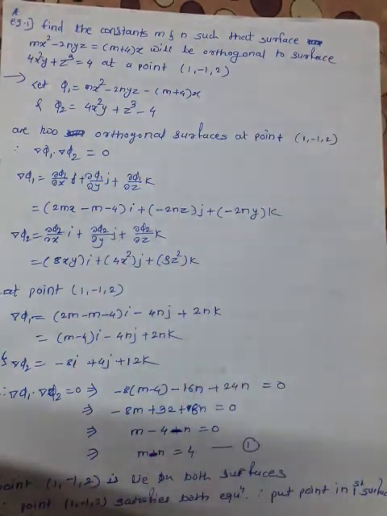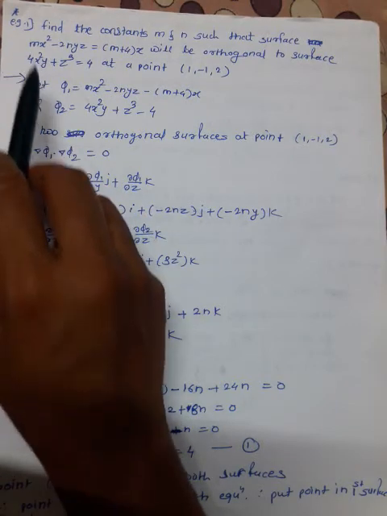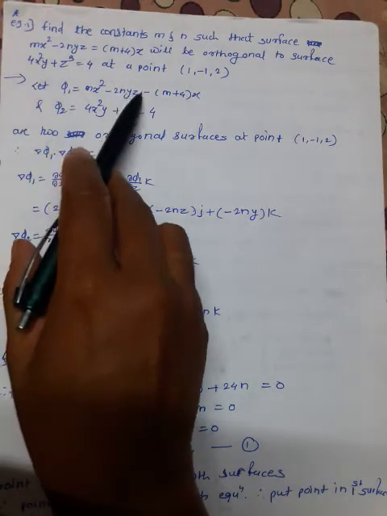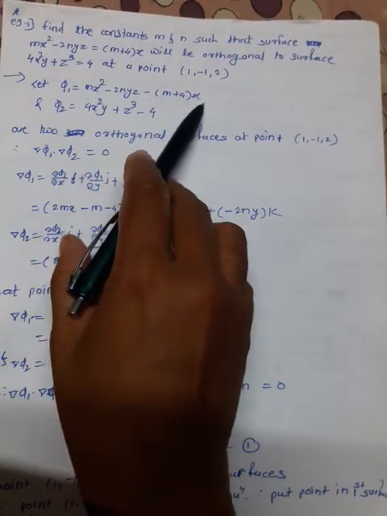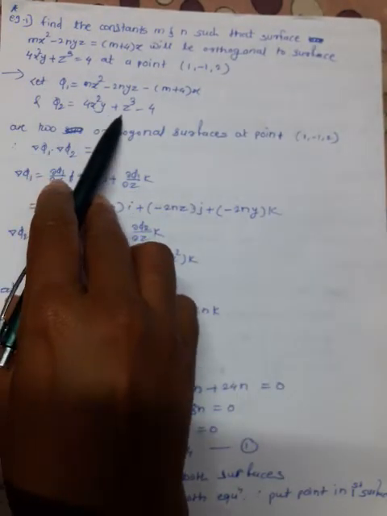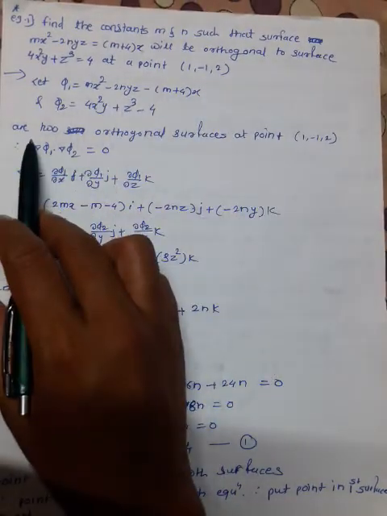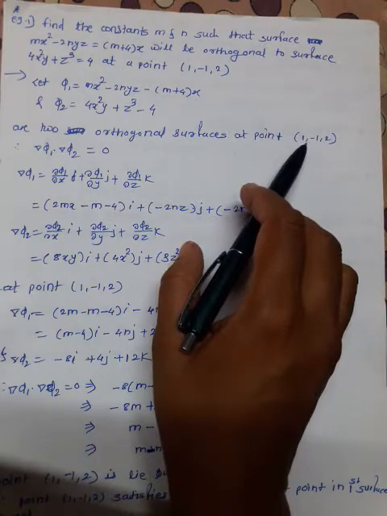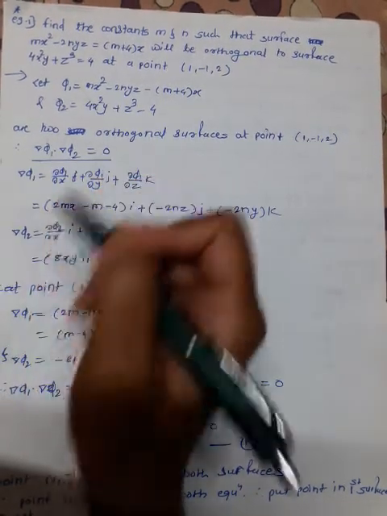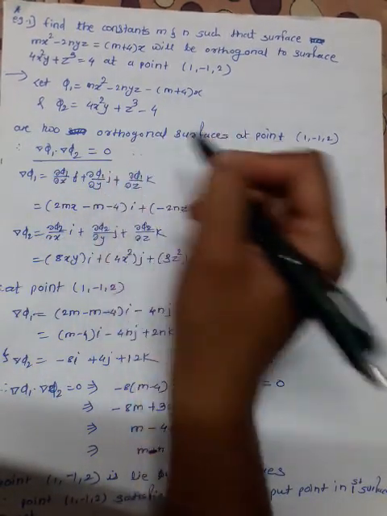Okay, let us start with the given thing. Let phi 1 be the first surface, m x square minus 2 n y z, and taking the right-hand side to the left-hand side, it becomes minus m plus 4x. And this is the second, phi 2, 4x square y plus z cube minus 4. Now these two are orthogonal, therefore at the particular point 1, minus 1, 2, the dot product of their normal vectors, del phi 1 dot del phi 2, is 0.